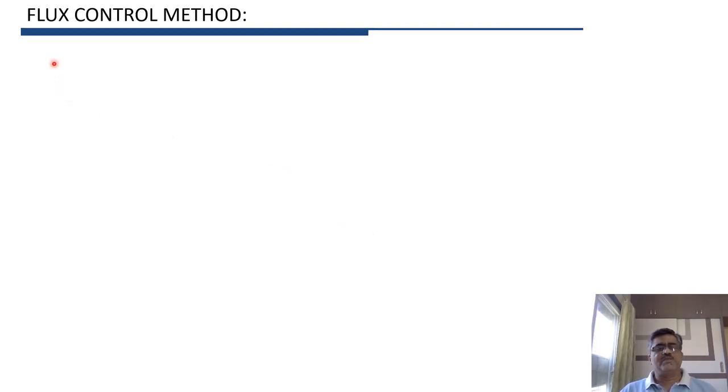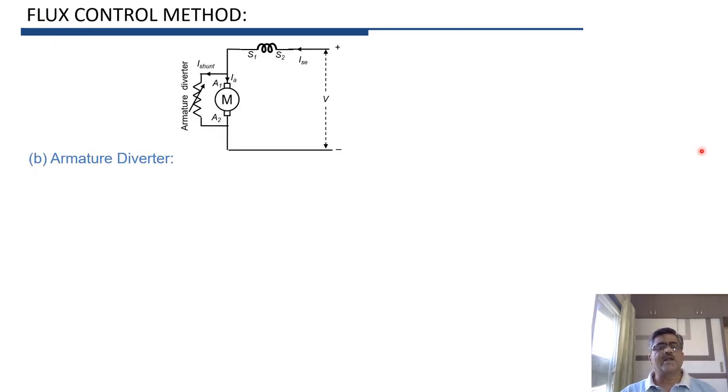Let us now see the second method by which flux can be controlled. It is armature diverter method. So in this case, a variable resistance is connected in parallel with armature. That's why it is called as armature diverter. Now current through armature diverter, that is I shunt, can be adjusted by changing the resistance of armature diverter, and remaining current will flow through armature, that is IA.